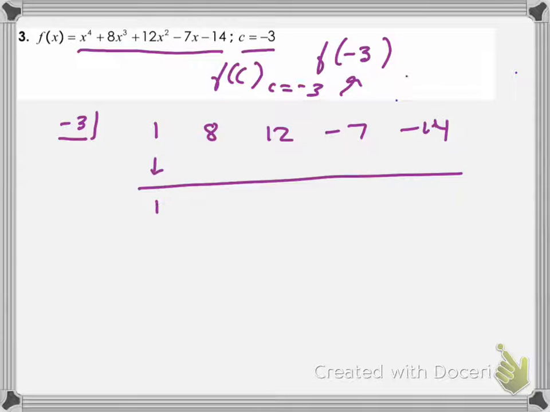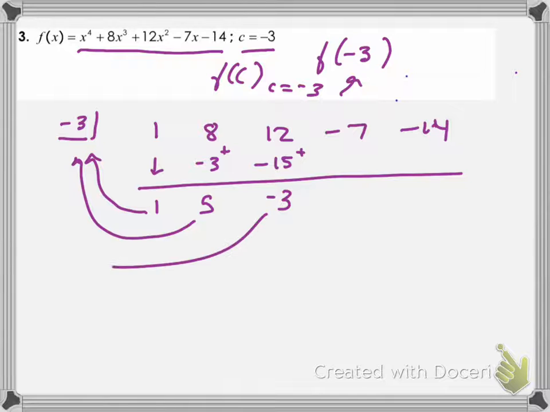You bring that guy down, 1. 1 times negative 3 is negative 3. Negative 3 plus 8 is 5. Do it again. 5 times negative 3 is negative 15. Negative 15 plus 12 is negative 3. Negative 3 times negative 3 is 9. 9 plus negative 7 is 2. 2 plus negative 3 is negative 6.